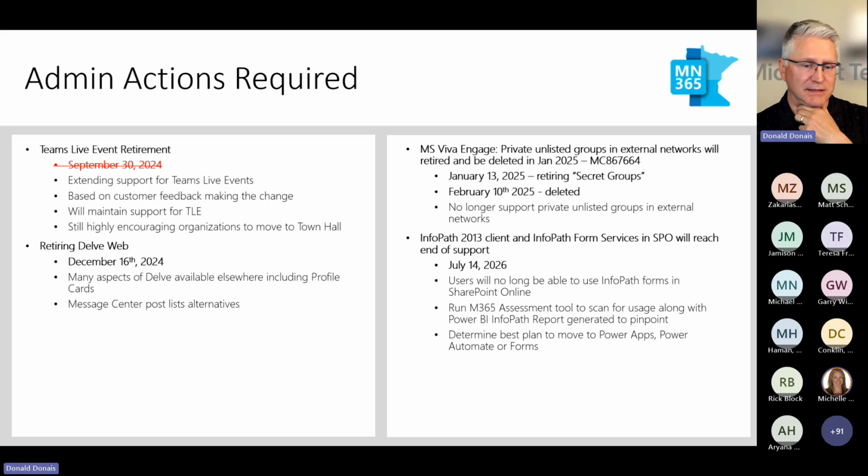And then last but not least, I really want to make sure you guys understand these are admin actions that you need to be focusing on and make sure you're ready for them. The only one that has admin added is this Viva Engage, specifically on private unlisted groups, also known as secret groups. That is being retired, and that'll start being retired on January 13th, so you won't be able to do that anymore. And any of those that you do have, and you haven't flipped them over to public groups, then they're going to be automatically deleted by February 10th, right? So keep that in mind.